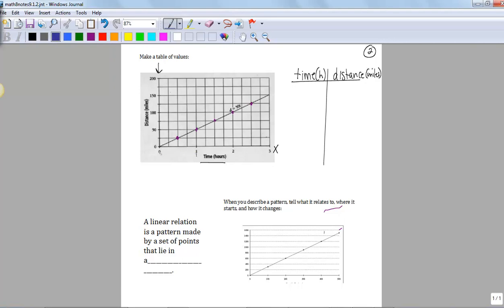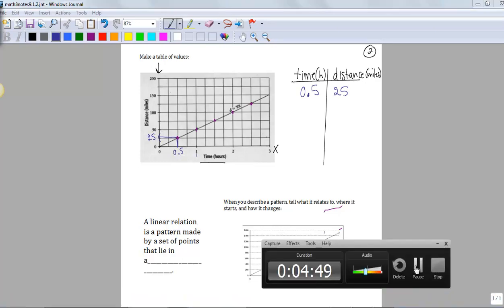So I'll do the first one here. So this is 1 and this is 0. Halfway is 0.5. So we're talking about half an hour or 0.5 an hour. And go over to the left. Halfway between 50 and 0 is 25. Okay, so why don't you pause right here and do the rest.